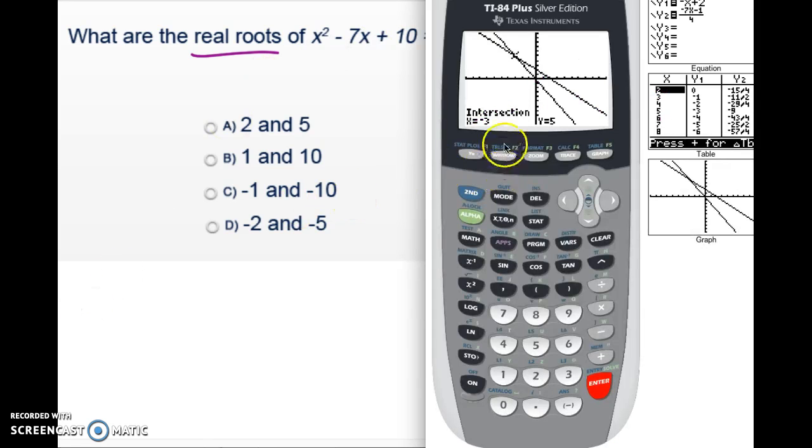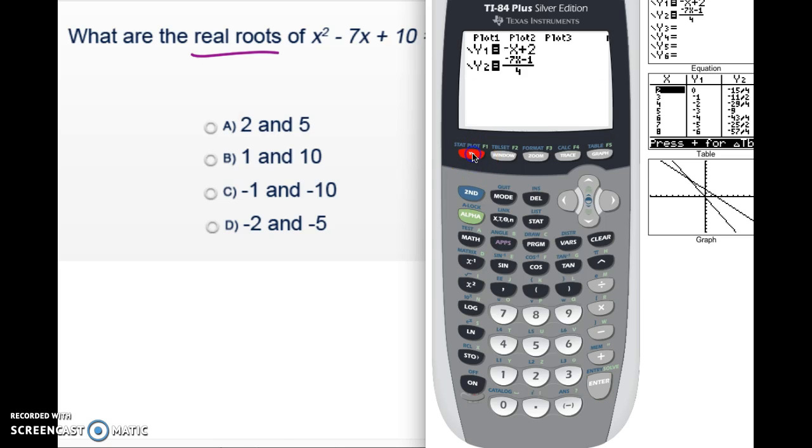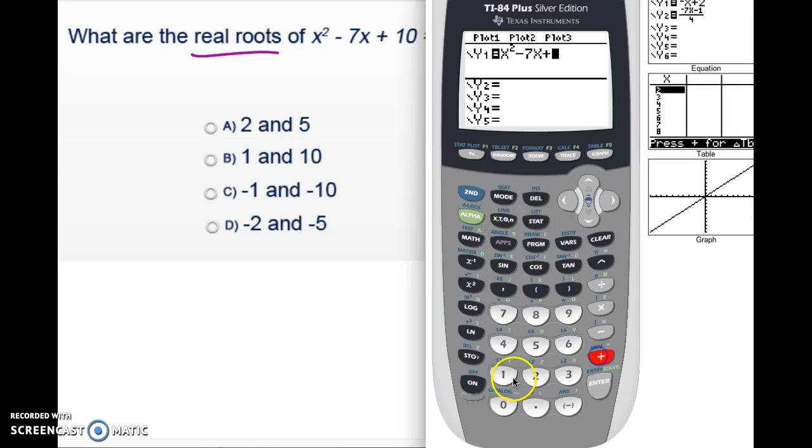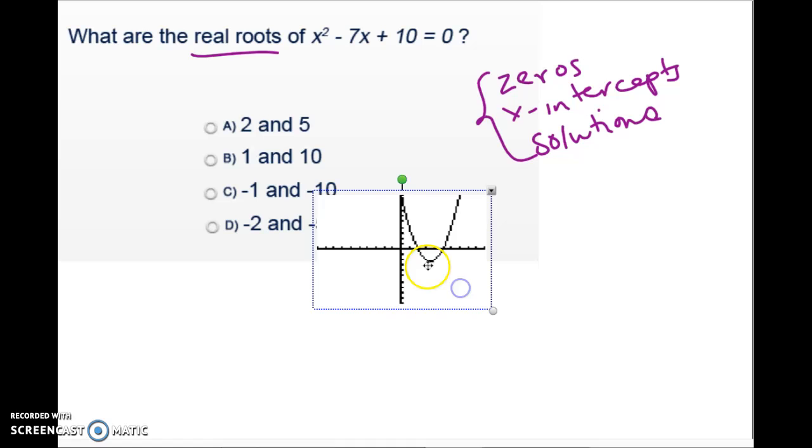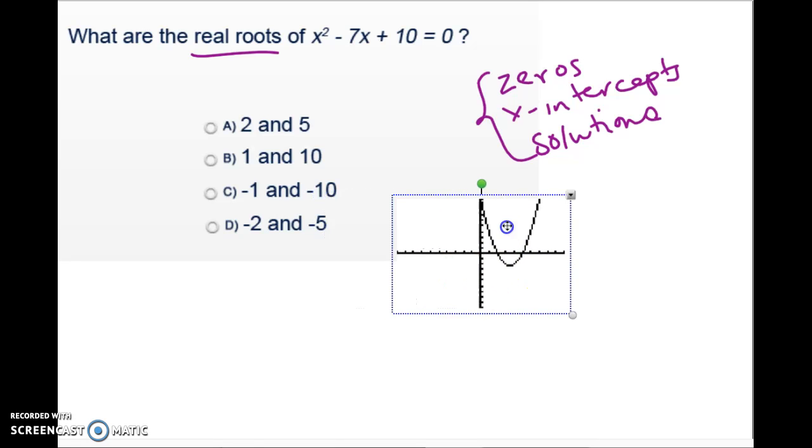So I'm going to go to my calculator. I'm going to put this into y equals. So I'm going to clear out the two things I have. X squared minus 7x plus 10. Graph it. And I see my two solutions here at 2 and 5.